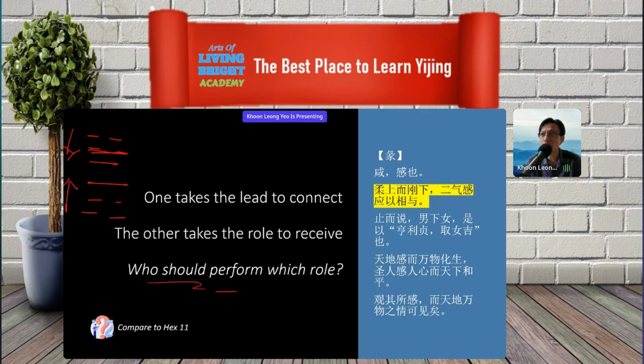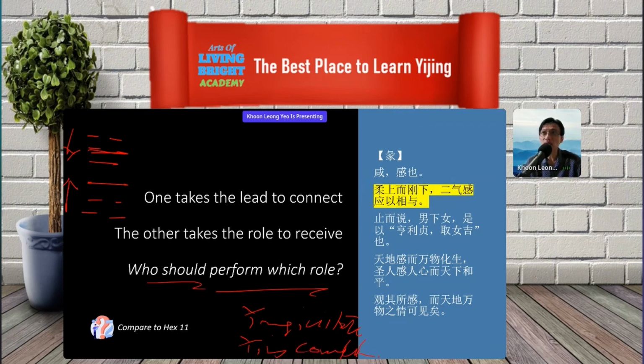Okay, now who should perform which role based on I Ching? What do you think? Who should perform which role? Who should initiate? Who should receive? Who should be active? Who should be passive? I think it's a no-brainer. We always say that in I Ching, Yang initiates, Yin completes it.